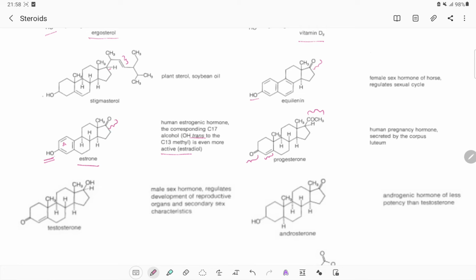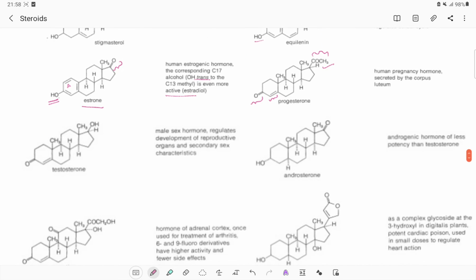In estrone there is a carbonyl carbon, and in progesterone there is a ketonic group, a COCH3 group, present. Then comes testosterone. The testosterone system is similar to that of progesterone, but in ring D of testosterone we can observe the presence of an OH. This is a male sex hormone which regulates development of reproductive organs and secondary sex characteristics.